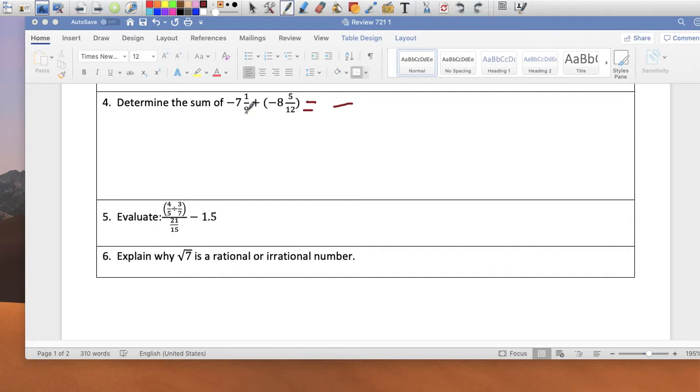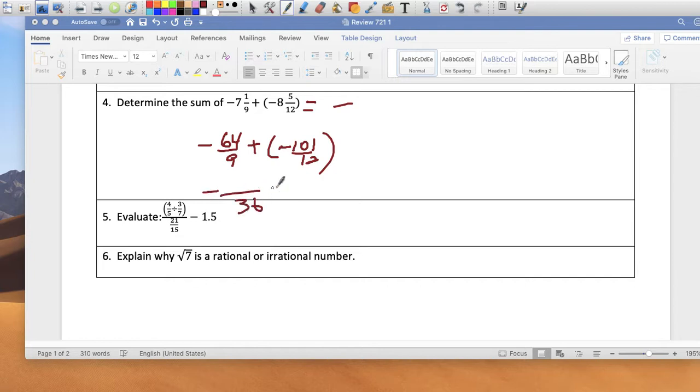So let's change this. 64 over 9 plus, 96 plus 5 is 101, right? Over 12. You could have done this, or you could have just changed. You know what? I'm not going to confuse you guys. So let me just keep it at this when I change everything to a mixed improper fraction. This is -2, right?